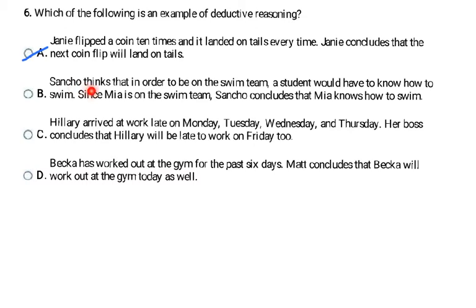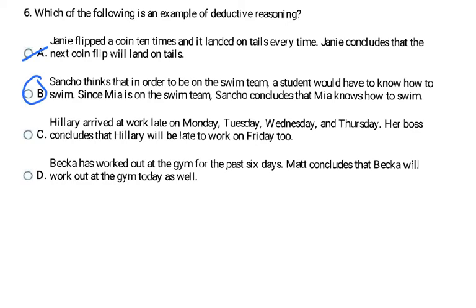The next one says, Sancho thinks that in order to be on the swim team, a student would have to know how to swim. Since Mia is on the swim team, Sancho concludes that Mia knows how to swim. Well, you know that being on the swim team means you can swim. And you know Mia's on the swim team, so you can conclude without a doubt that she can swim. So the answer here is going to be B.